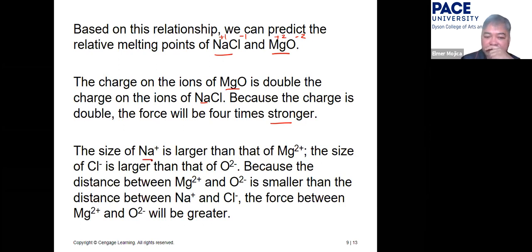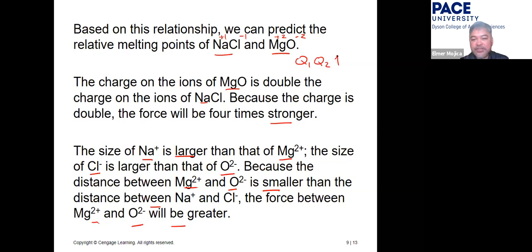Now, if you look at the size, Na plus compared to Mg2 plus, you lose 2 electrons in Mg2 plus. So that means Na plus is larger than magnesium 2 plus. In terms of chloride compared to oxygen, the distance between magnesium and oxygen is smaller than the distance between Na plus and Cl minus, so the force between Mg2 plus and O2 minus will be greater. Na plus is larger than Mg2 plus, and chloride is also larger compared to O2 minus. So in that case, the Q1 and Q2 are larger, the R is smaller, so there is a stronger force in MgO compared to NaCl.